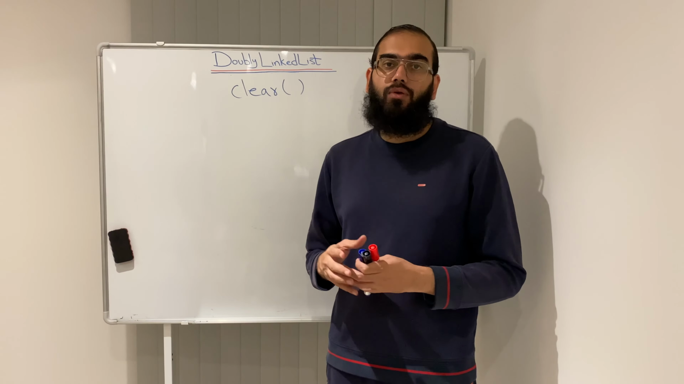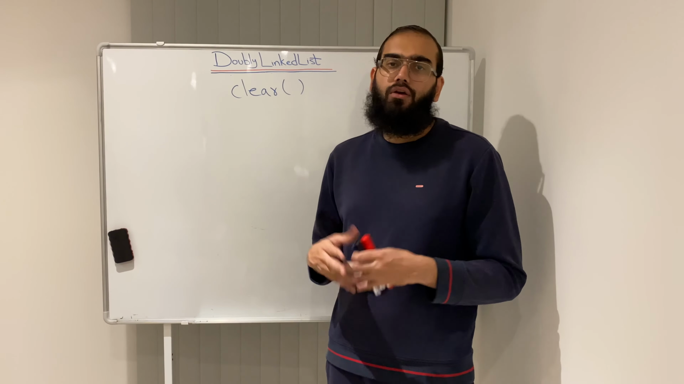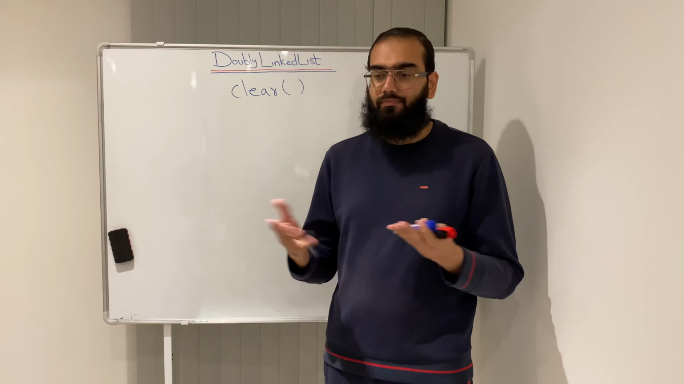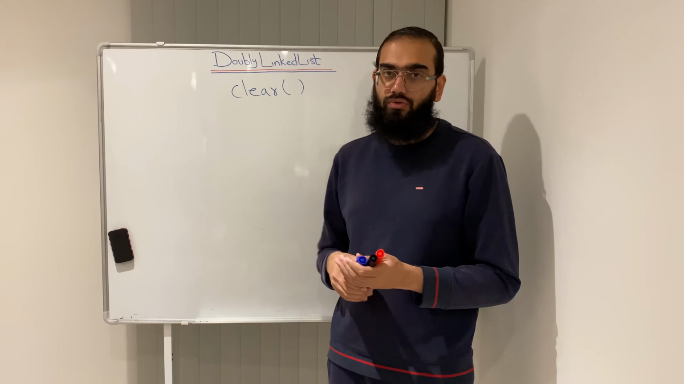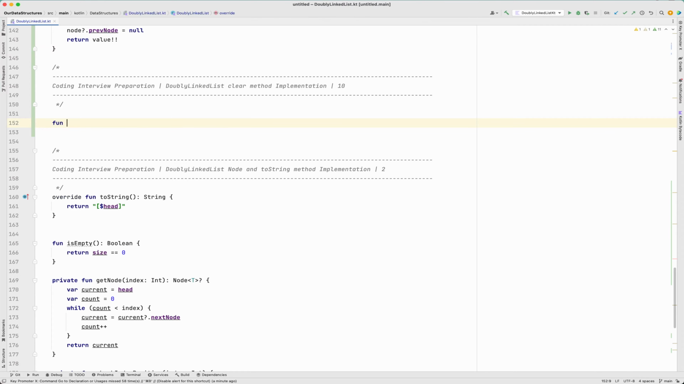Hello everyone, today we are going to implement the clear method in our DoublyLinkedList implementation. The format is the same. First we will do the pair programming, then we will execute, and then we will analyze the time and space complexity.